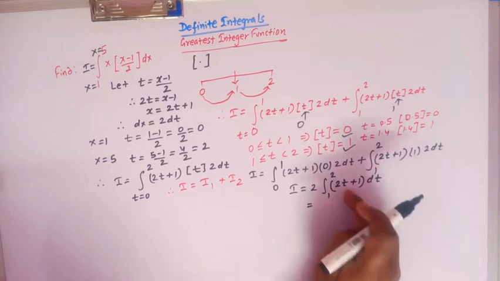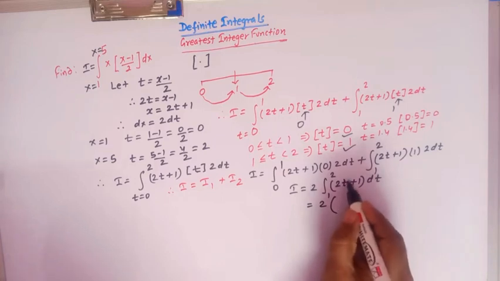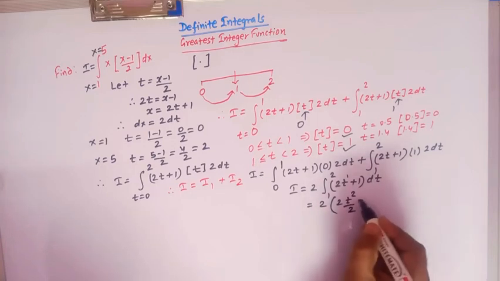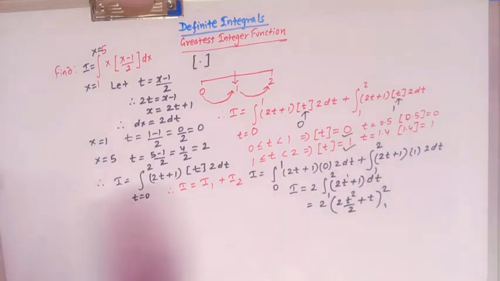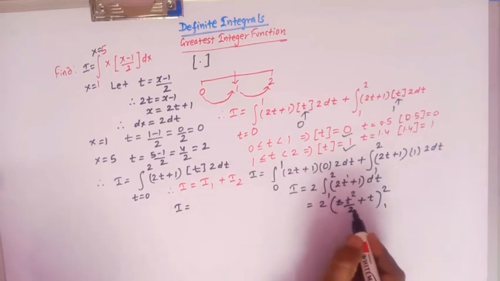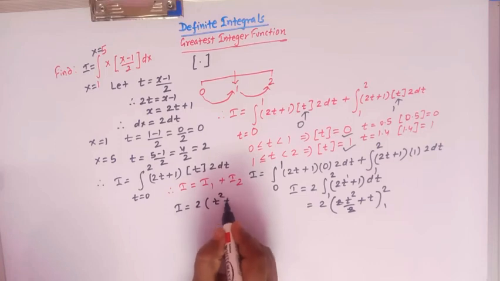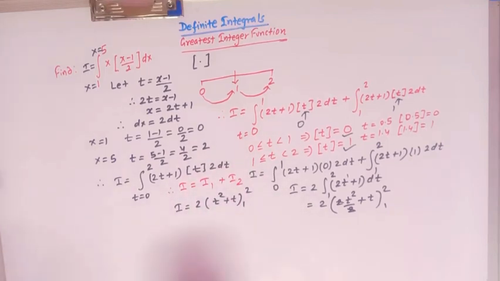Now this is a simple integral, so we can solve it. The integral of t raised to 1 is t square over 2, and the integral of 1 dt is simply t, and the limits are from 1 to 2. So now I can be written as, here 2 and 2 get cancelled, so we have 2 times (t square plus t), and the limits are from 1 to 2.